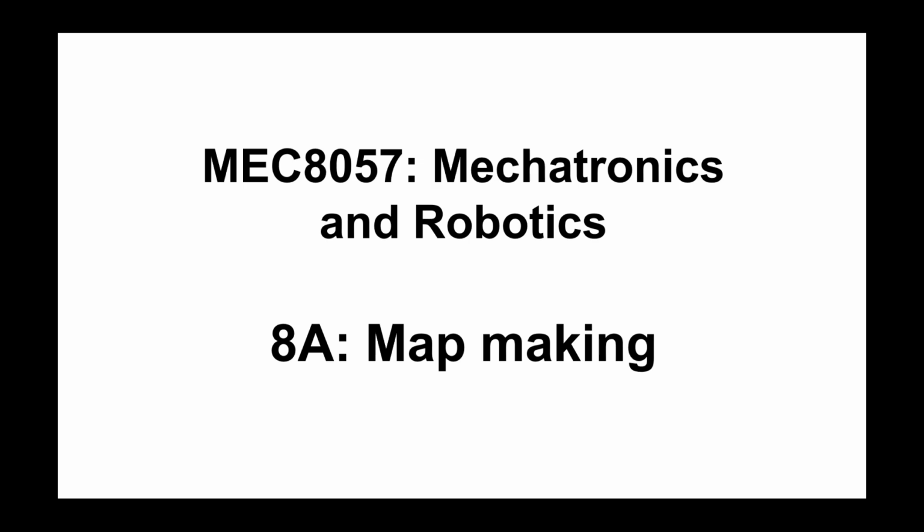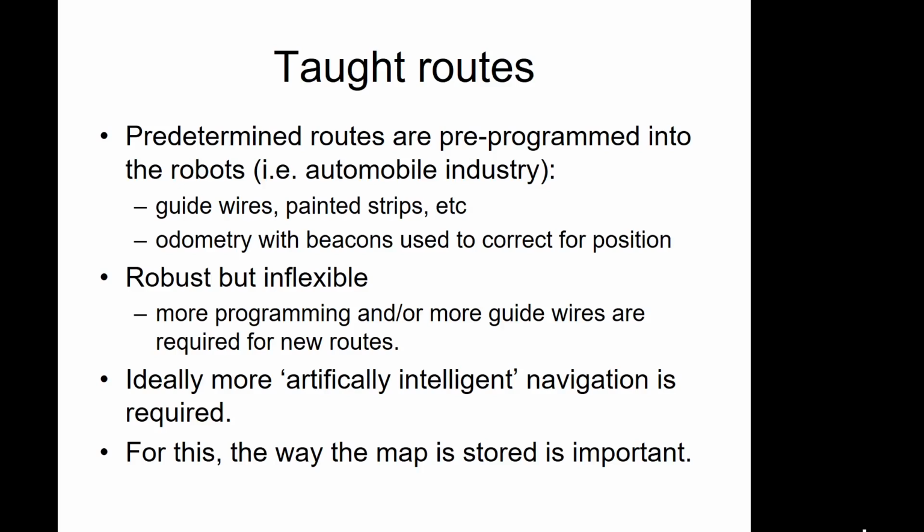So we'll take the first aspect of this, map making. So the easiest way for a robot to move around is to pre-program it. So this is applicable in sort of factories, industry, where the robot has got a specific job to do. So you can either pre-program it to move certain paths. So it might be along painted strips or guide wires in the floor or beacons, for example, in the factory.